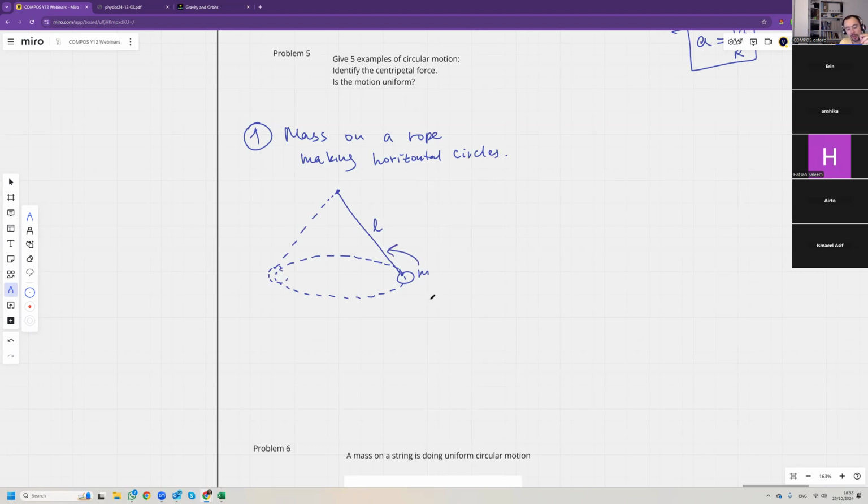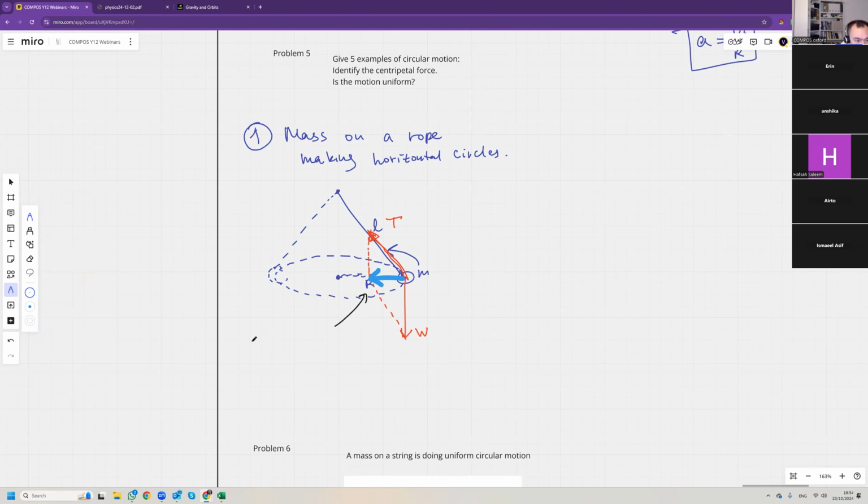This is the radius of the circle, of course. What are the forces acting on the mass in this position? Weight, very good. Weight. And there's a tension force. Now, if you were to add the tension and the weight, you would get a force towards the center of the circle, which shouldn't be surprising.